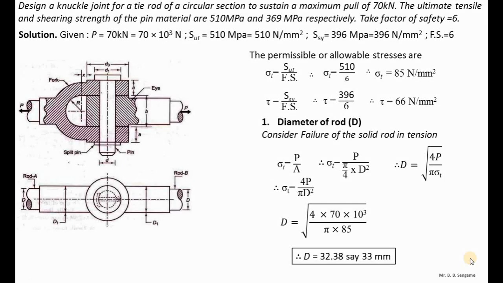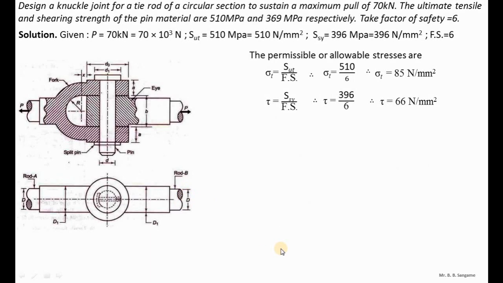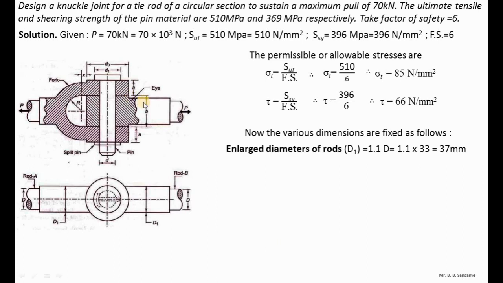So here we have calculated the diameter of rod. Next, I am going to calculate the various dimensions according to the empirical relations. Next is the enlarged diameter D1. As I have explained in the design procedure, D1 equals 1.1 into D. As per calculation, the diameter of rod is 33 mm. So D1 is 37 mm.